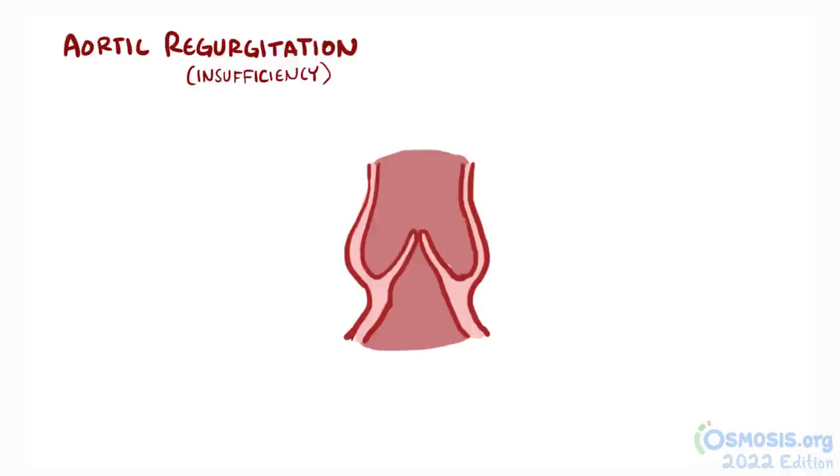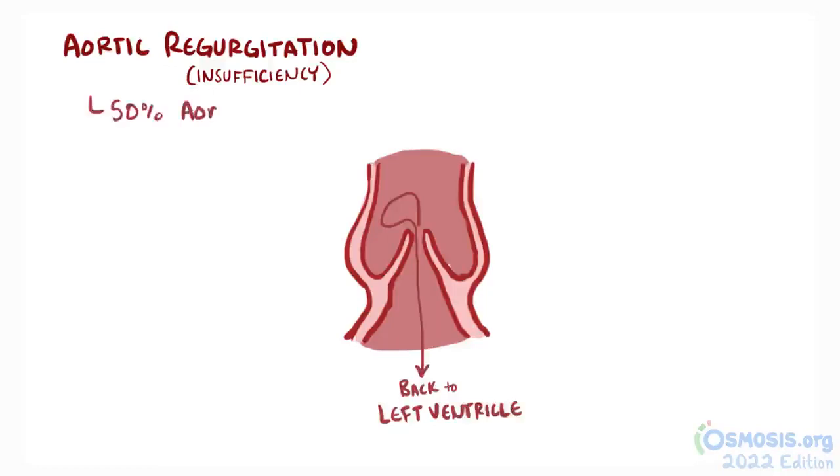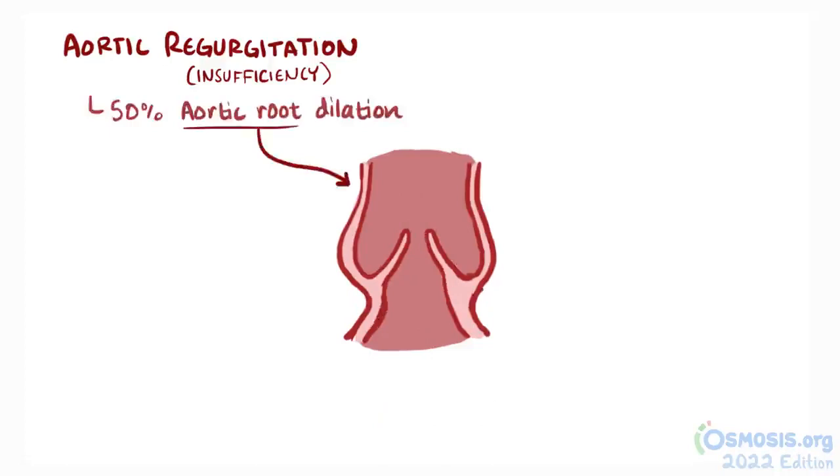With aortic regurgitation, or sometimes aortic insufficiency, blood flows back from the aorta into the left ventricle during diastole, or during ventricular filling. About half of cases are caused by aortic root dilation, which is where the root dilates or gets bigger, and in doing so pulls apart the leaflets, making it harder for the valves to fit snugly together and close all the way, and letting some blood flow backward.